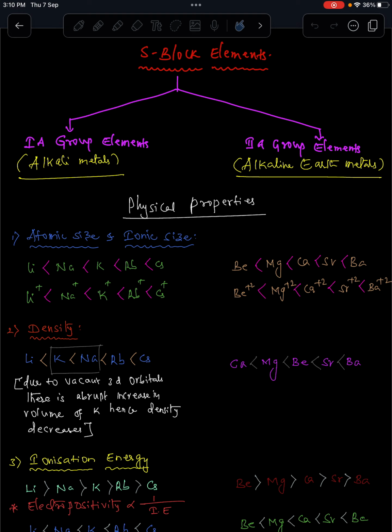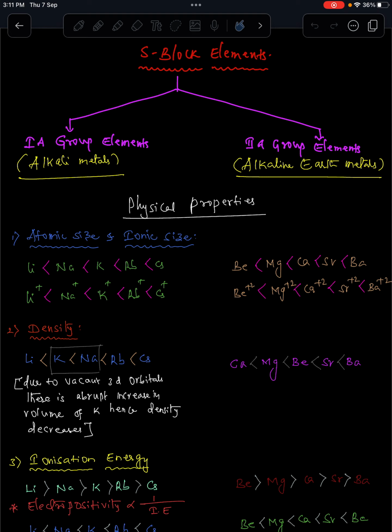Density. Density of the 1A group elements, if you consider, there is no regular change in the density. So lithium is having least density. After that, potassium is having less density than sodium, then rubidium, then cesium. Cesium is having highest density. So here, if you follow the regular trend, after lithium, sodium should come. But here, there is an abrupt increase in the volume of potassium we can see. That is the reason density decreases.